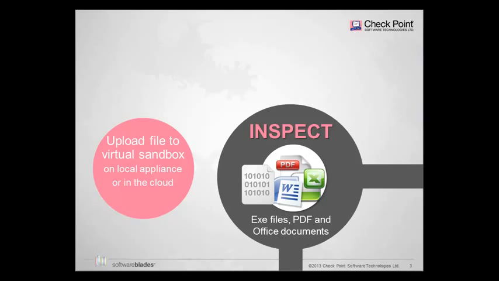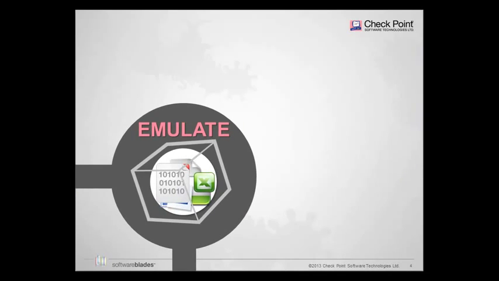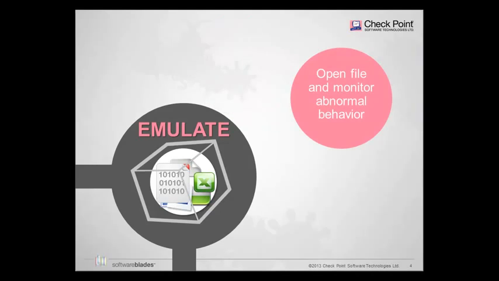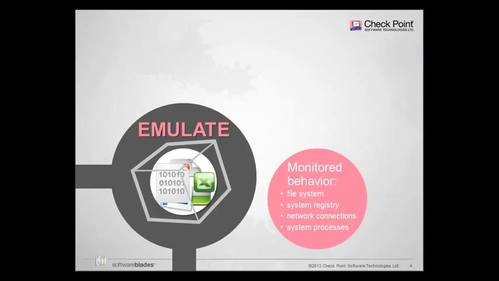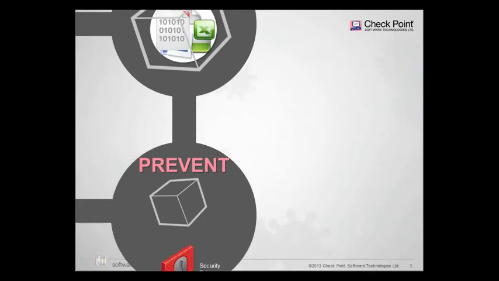are launched for testing. In the emulation step, the file is opened and monitored in multiple Windows OS environments and Microsoft Office versions. This means that older systems that still rely on XP will be protected, as well as more modern OS versions. Changes to the file system or registry, or unusual activity in network connections or system processes tell us the file is malicious.